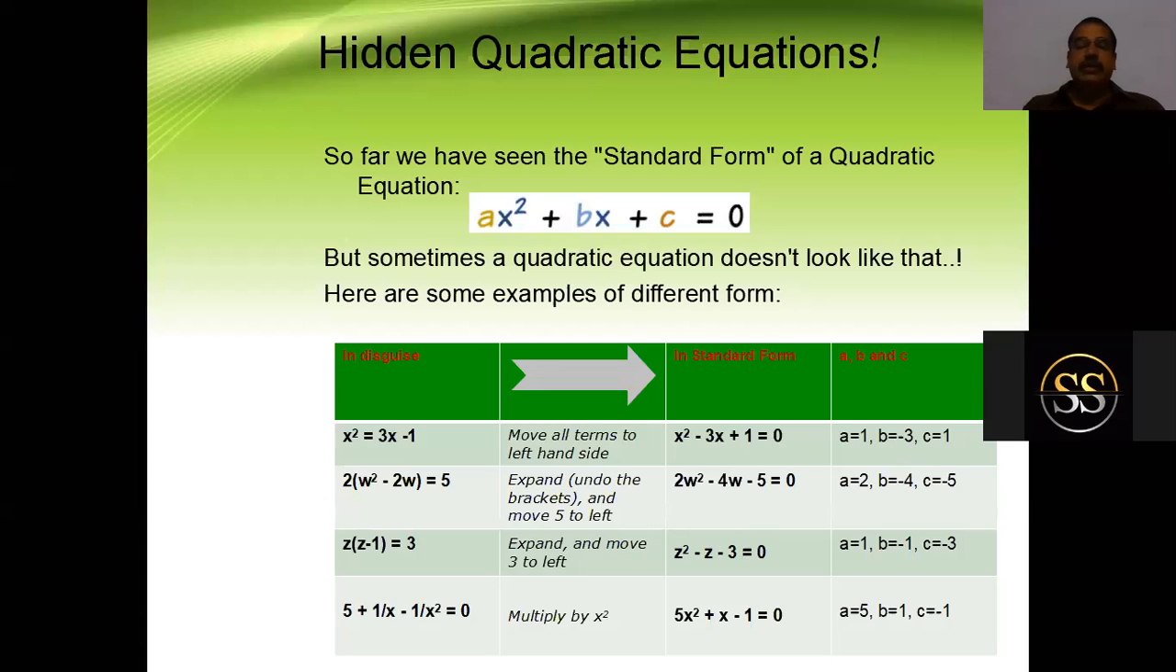First you have to bring it into the standard form of the quadratic equation. ax square plus bx plus c equal to 0 is the standard form of a quadratic equation. Next.